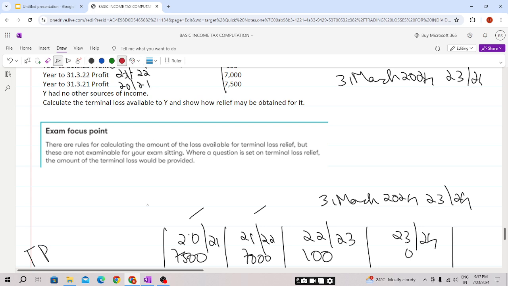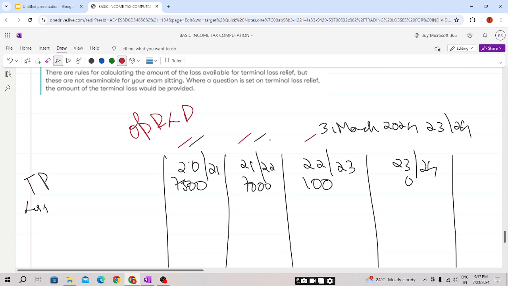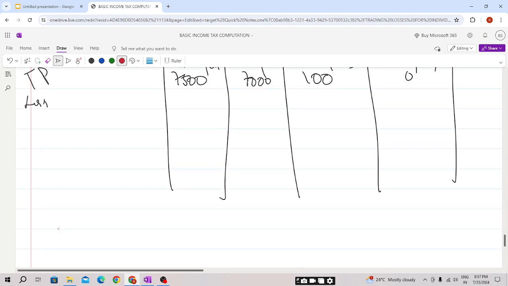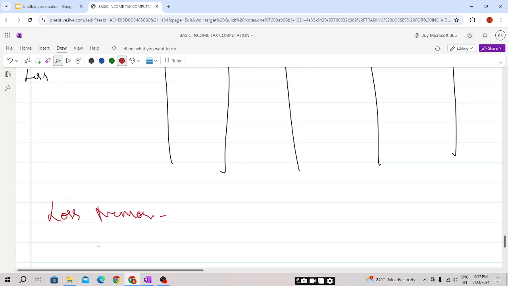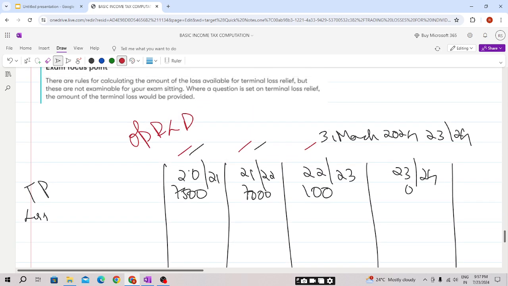But when we followed the opening year loss relief, it was current first, first in first out: 20-21, 21-22, 22-23. But when coming to the terminal loss, we need to follow the LIFO way, and it can only be set off against trading profits. Please do keep in mind, students, in opening years it was total income, and we needed to apply the restrictions also. So here it is 7,200, the loss figure.